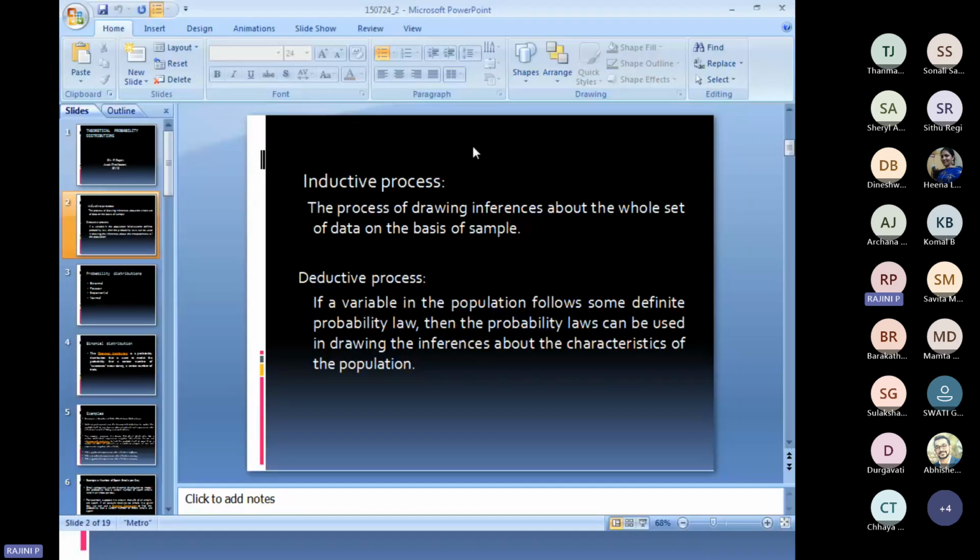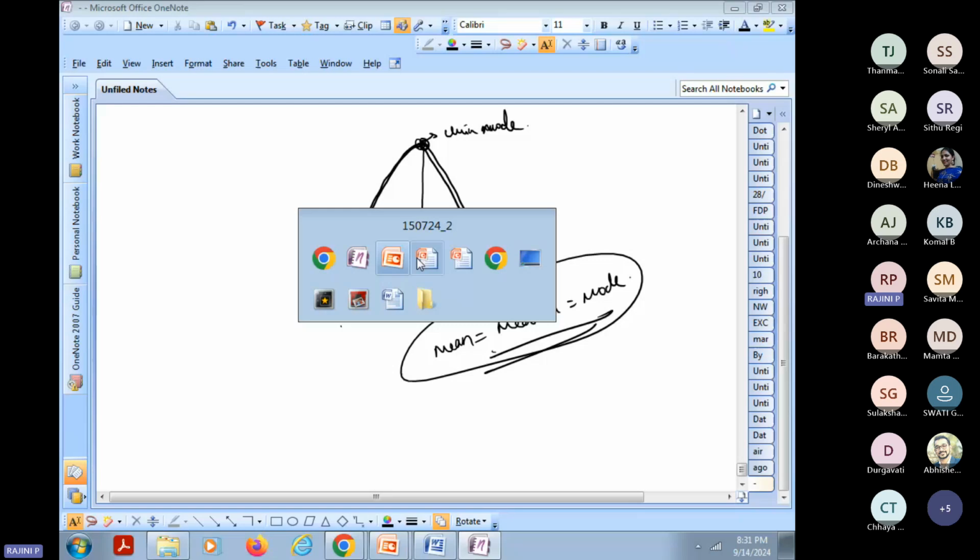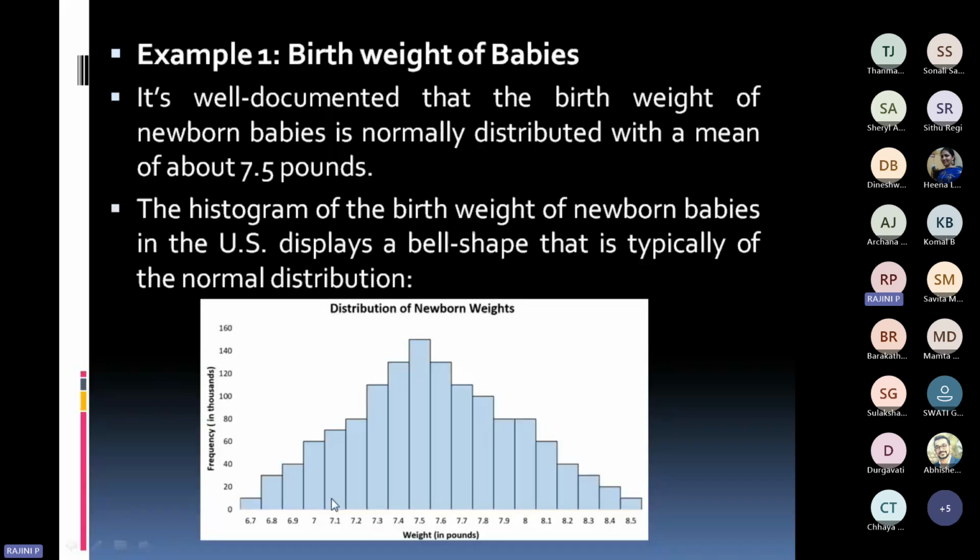For example, here I have given you the birth weight of babies. I have taken weights from 6.7 pounds to 8.5 pounds, and the number of babies at each particular weight. Nearly 12 babies have 6.7 pounds, 35 have 6.8 pounds, and like that 130 babies have 7.4 pounds, and 140 to 150 children have a birth weight of 7.5 pounds.